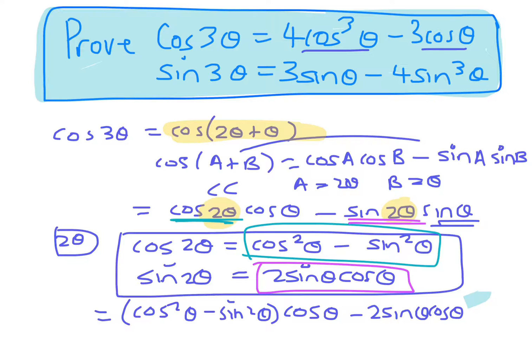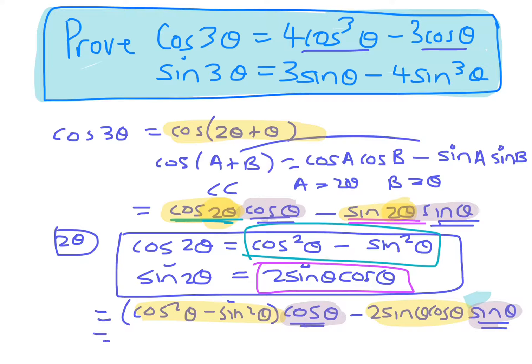and then this sine theta here. So that cos theta matches that cos theta, and then the sine theta at the end would be the same sine theta. Just to make that really clear, all that we've done is take the cos 2 theta and replace it with cos squared minus sine squared, and the sine 2 theta and replace it with 2 sine theta cos theta.